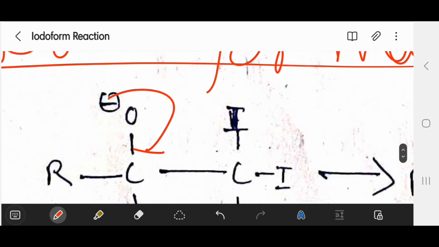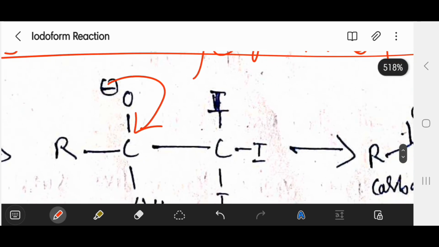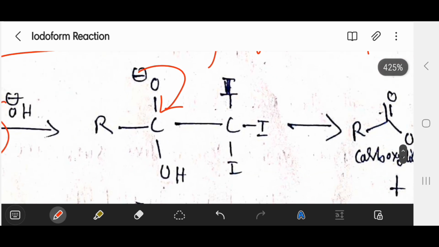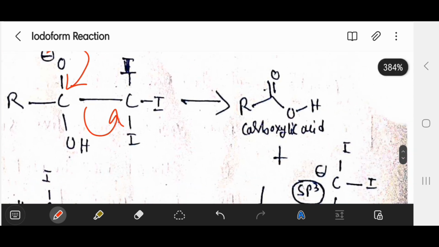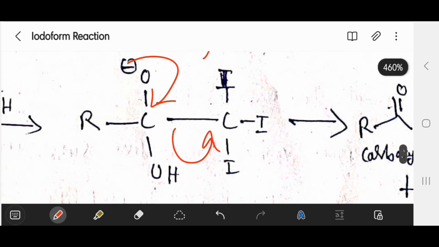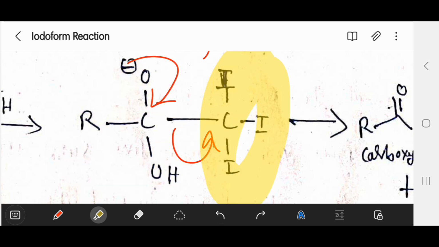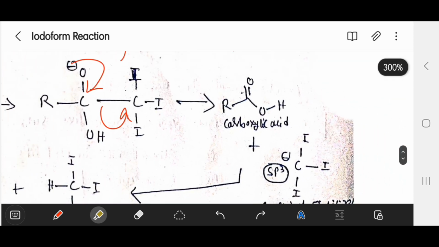As I have said, the carbon-oxygen double bond is much stronger than the carbon-oxygen single bond, so this bond will break and the carbon-carbon bond will be broken, because the carbon-oxygen bond is stronger than the carbon-carbon bond. So this bond is broken and we will get carboxylic acid from this part, and CI3 or CX3 minus, the conjugate base of haloform, or iodoform, from this part.